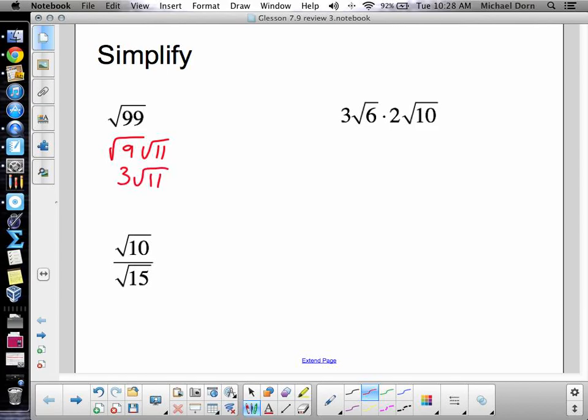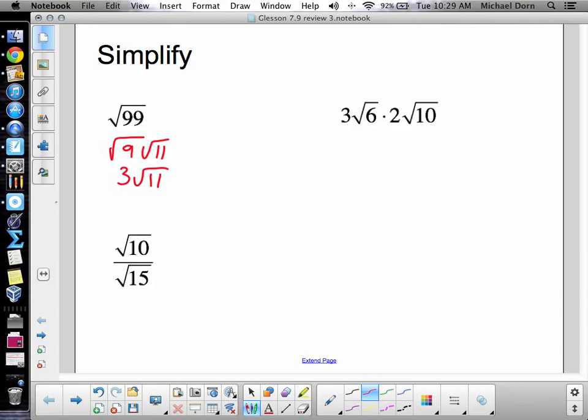Now again, a lot of people still resisting this whole process for simplifying square roots. Still want to use factor trees, still want to do those things, but I see a lot of people using factor trees getting it wrong every time. So this is really a better way once we get to it.